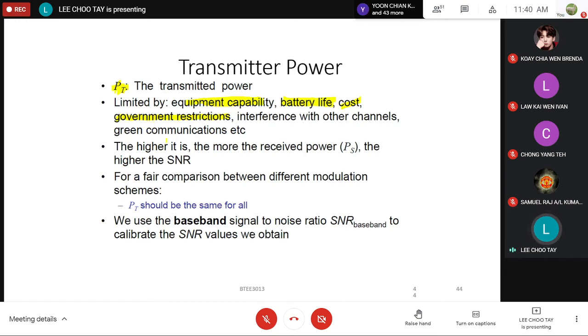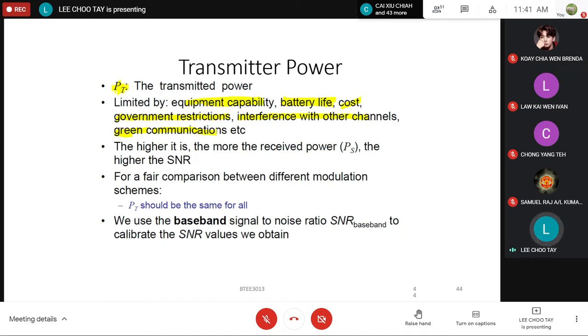You can send your signal with that limit. Also, you need to worry that if you transmit with too high a power and your neighbor channel also transmits with very high power, they are very likely to interfere with each other. And nowadays, with a lot of emphasis on green power, in some countries they have to make sure they adhere to green power usage in their equipment. So you can't just say, I transmit with high power, then I'm okay. No, you can't. There are limitations.